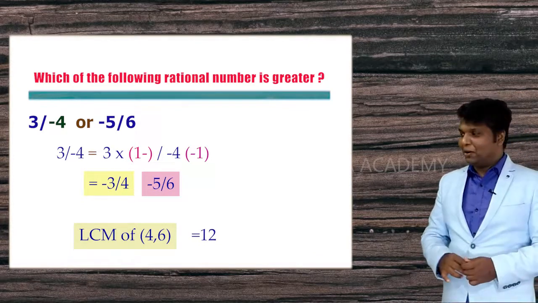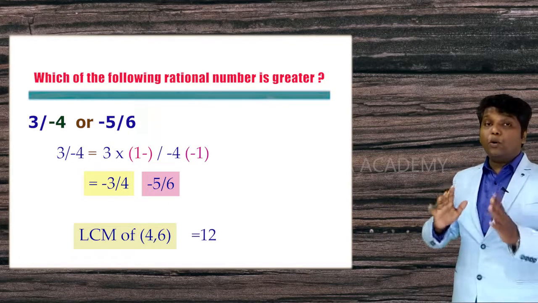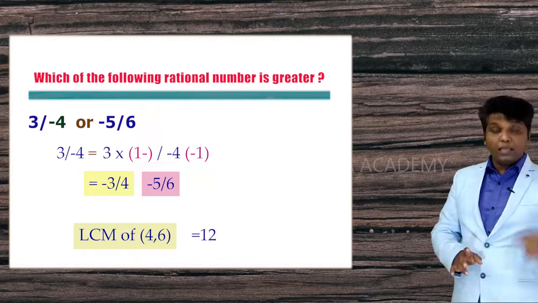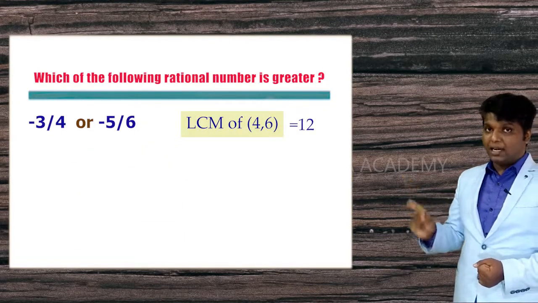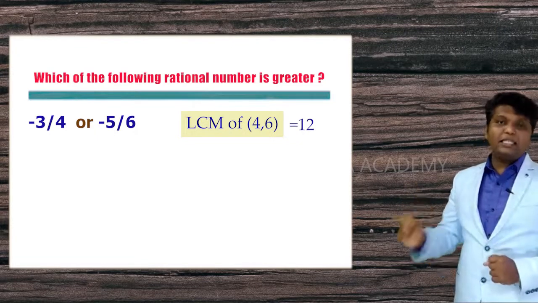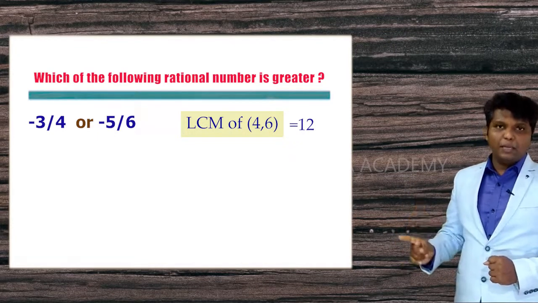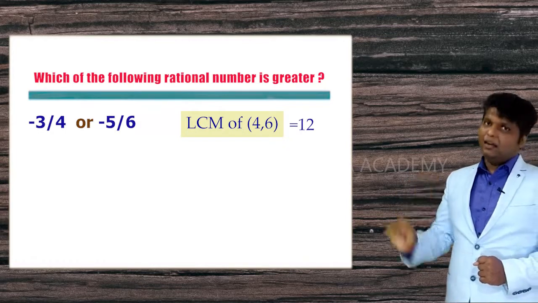So it was very easy. Okay, so the LCM of 4 and 6 is 12. So now you got the LCM as 12. What is the next step? Next step means you have to make both fractions in such a way that both of them have this same LCM as their denominators. That means both of these fractions should have 12 as their denominators.